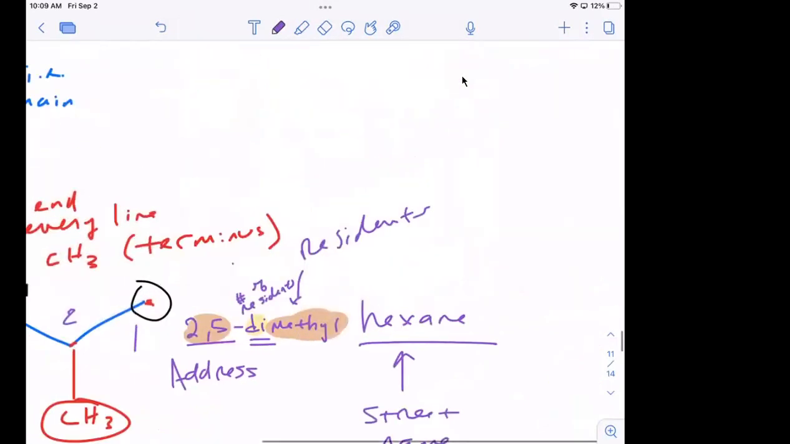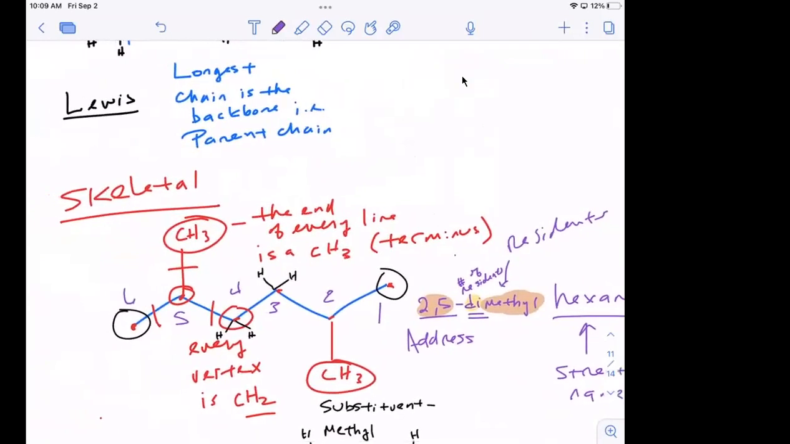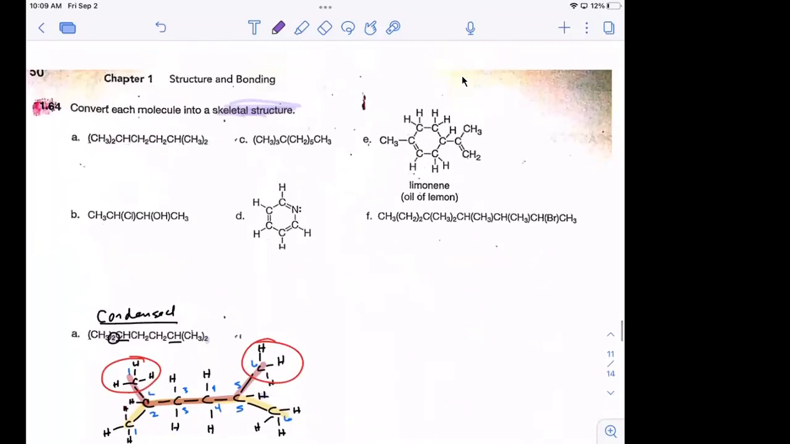All right, I'm not going to dive too much deeper into nomenclature because we got a whole set. We're going to do a whole section on it, but I always like to introduce it when the time is appropriate. So let's do another example. It says convert each molecule into a skeletal structure. Which one do you want to do? Y'all pick one. Somebody pick one. So we've done A. We're going to do 3 of them.